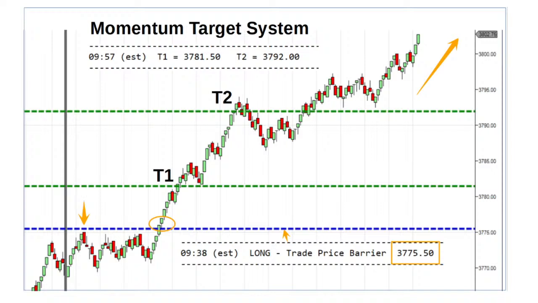And you can see we just drifted right up. We hit target 1, target 2, and the market kept going. Later was taken out by a trailing stop. All right, let's take a look at the next one.